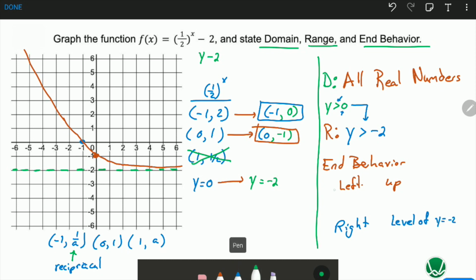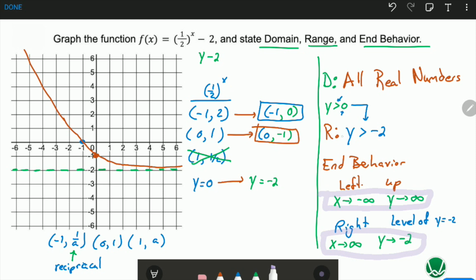Now mathematically, left side is described as x approaches negative infinity, because there's negative x values on the left, and up is described as y approaches positive infinity, because positive y values are up. For right, it's x approaches positive infinity, because positive x values are on the right. And then the leveling off, y approaches, well, we are approaching the y value of negative 2 as we get closer and closer to the asymptote. So there is the two end behaviors for this. Of course, our range and our domain.